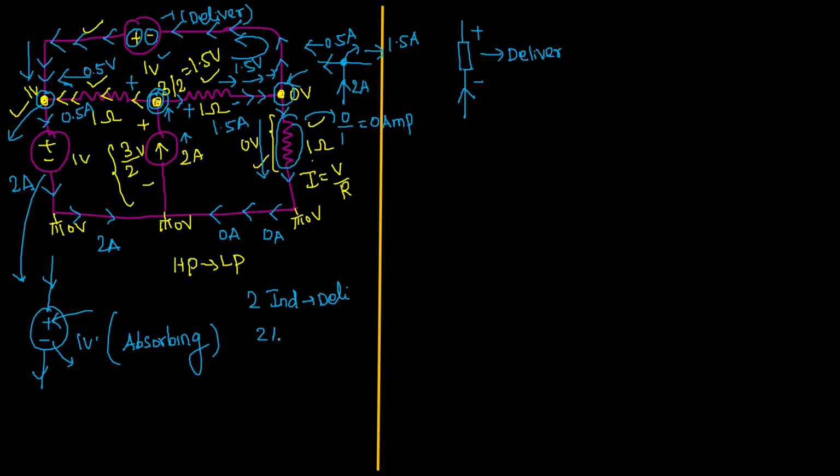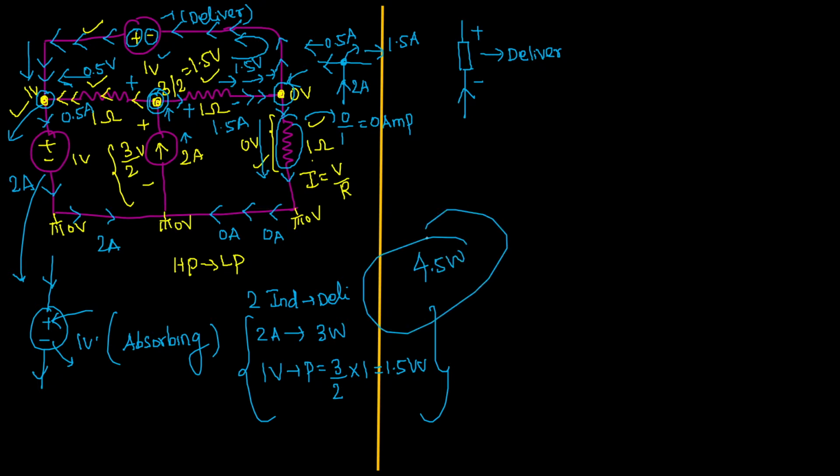First one is the 2 ampere current source, and the power delivered by the 2 ampere current source is 3 watt. Second one is the top 1 voltage source in the circuit. How much power does it deliver? For that 1 voltage source, power P is equal to the current flowing through it, 3 by 2, into 1 voltage. So that is delivering 1.5 watt. So this is the power delivered by the sources. Total power delivered by the sources in the given circuit is 4.5 watt.